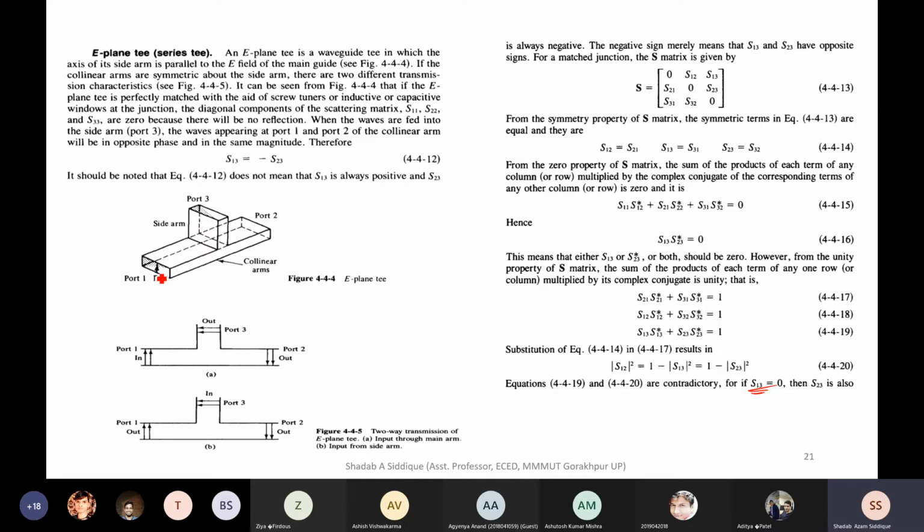Whatever input you apply at port 3, you are not getting anything at port 1, and you are not getting anything at port 2. So this suggests that this is a contradictory stage, and we cannot take all the ports simultaneously as perfectly matched. To avoid this, we take port 3 as perfectly matched, and these two ports we take as output ports. We have already seen the scattering matrix for this condition.